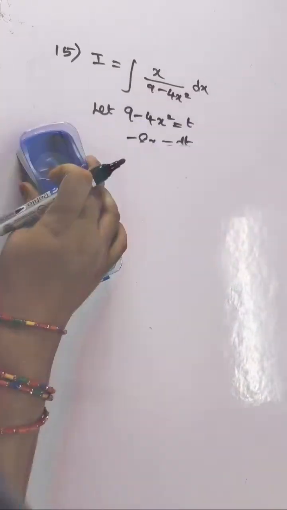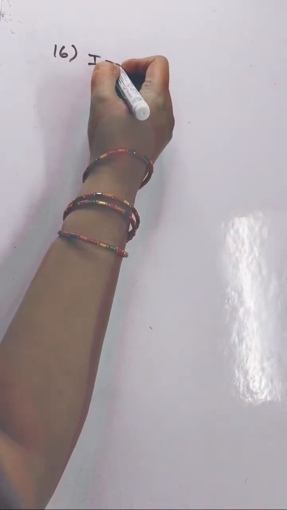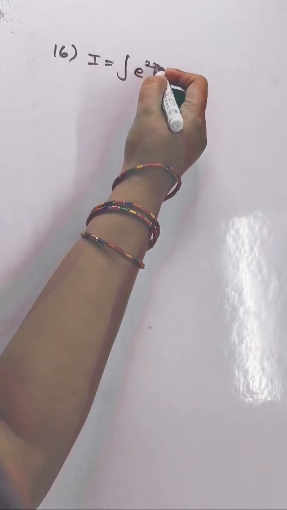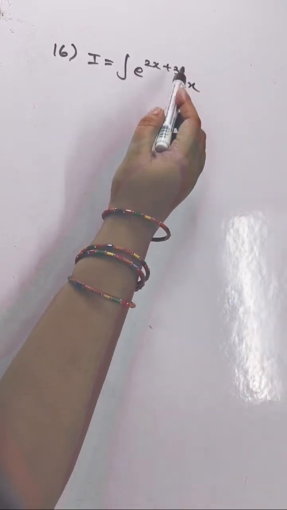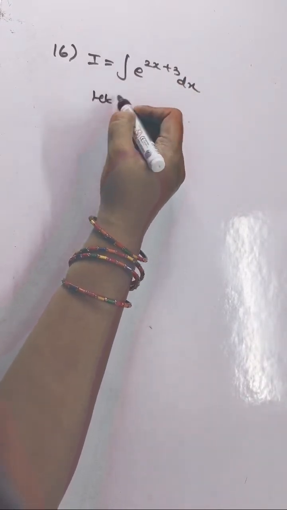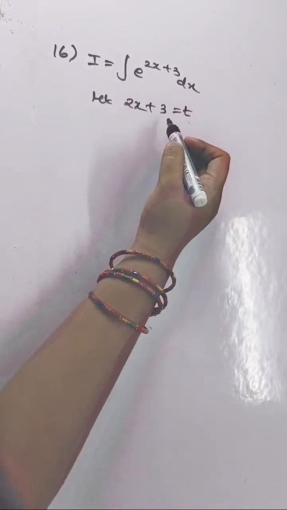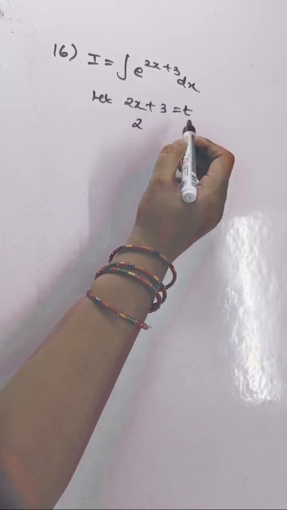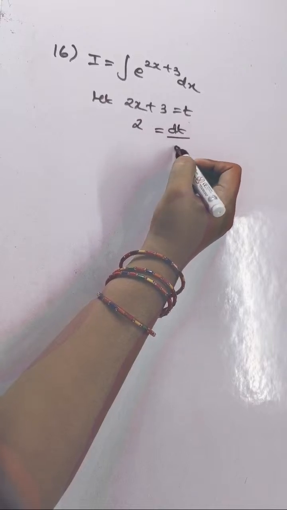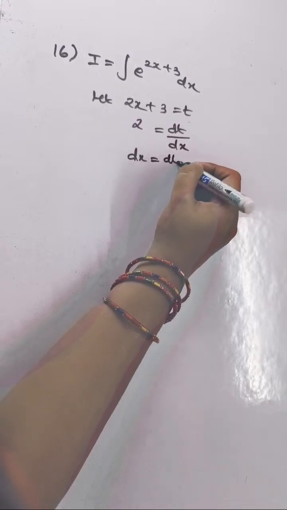Question number 16. I equals integral e power (2x plus 3) dx. Whatever is in the power, we'll take it as t. So let 2x plus 3 equal t. Differentiate both sides with respect to x. So we'll have 2 into 1 plus 0, because this is a constant, right? So that is dt by dx. Take dx to the left side, 2 to the right side because we don't have 2 there.